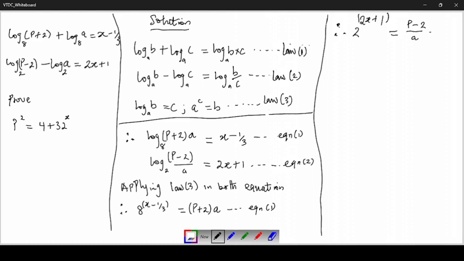So this is our equation 2. The next thing we're going to do is multiply both equations by each other.